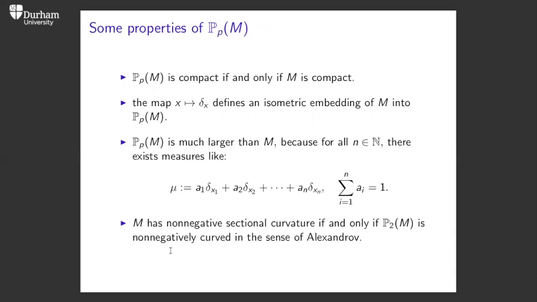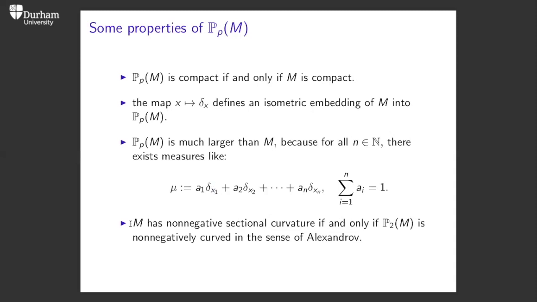Now, some properties of the Wasserstein space. Well, the Wasserstein space is compact if and only if the manifold is compact. We can define a map that sends points x to Dirac deltas. And this is an isometric embedding of the manifold into the Wasserstein space. That is, we have an isometric copy of the Riemannian manifold inside the Wasserstein space. But the Wasserstein space is clearly much larger than the manifold. For example, for every natural number, we can pick different points, take a convex combination of them, and get different probability measures.